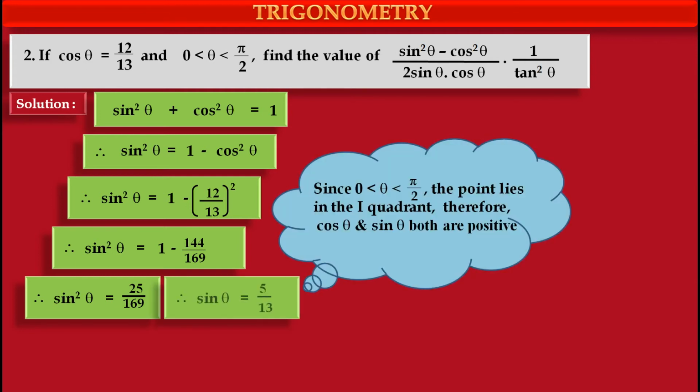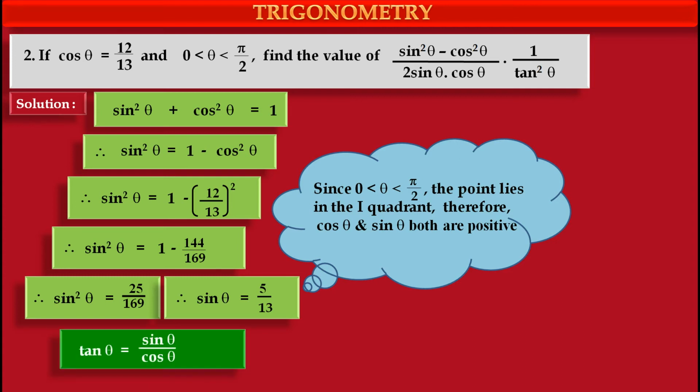It is given that theta is greater than 0 and less than pi by 2. That means the point lies in the first quadrant, and in the first quadrant we know both the coordinates are positive. Therefore cos theta and sin theta both are positive, and that's why we can say that sin theta is equal to positive 5 upon 13, means sin theta is positive.